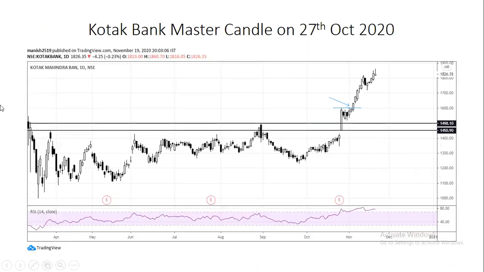Let me show you one more example. See, this is Kotak Bank. Now Kotak Bank was facing this hurdle. This was resistance, or you can say supply zone. Price was not at all crossing this for 4 to 5 months. And finally it crossed with a strong bullish candle on the daily chart. On this day, Kotak Bank was up more than 10% in intraday. This happened on 27th October when Kotak Bank released good quarterly numbers and the stock was up more than 10%. See, no follow up after that.